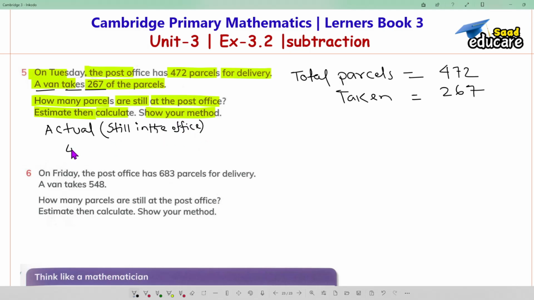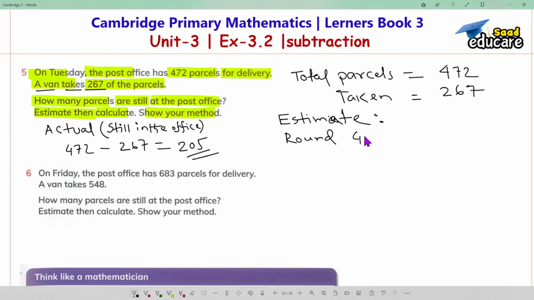How many? 472 minus 267, so the answer will be 205. This is the actual, right? And for the estimate, we can write: round 472 to 470, right? And round 267 to 270.